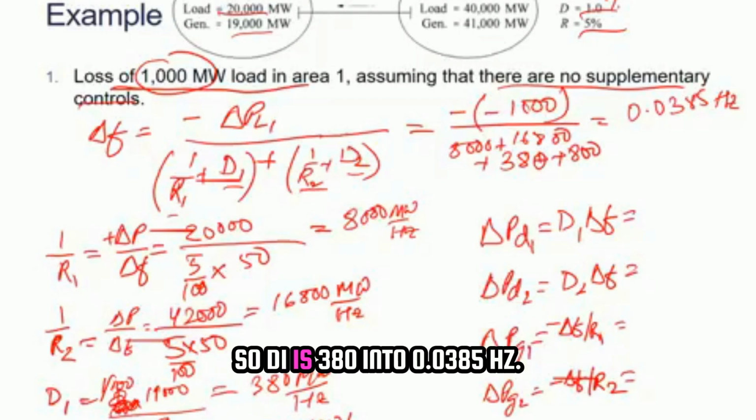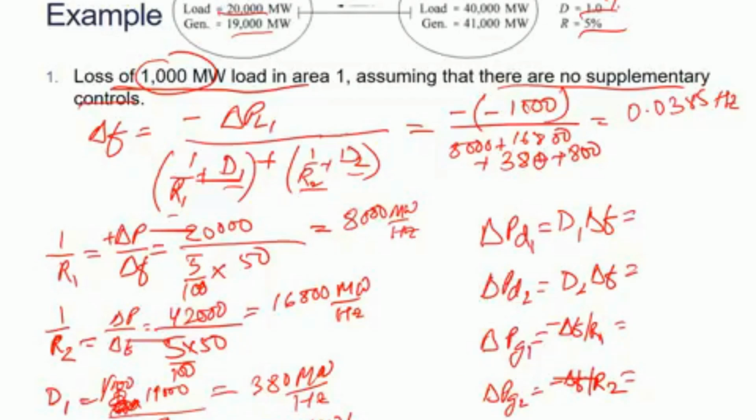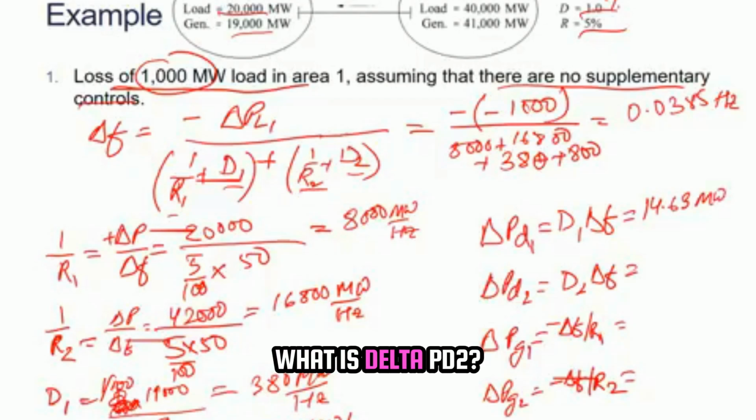So D1 is 380 into 0.0385 hertz. Delta PD2 is D2 delta F. D2 is 800 into delta F. Quickly, can you tell me the values? 14.63 megawatt. What is delta PD2? It is 30.8 megawatt.